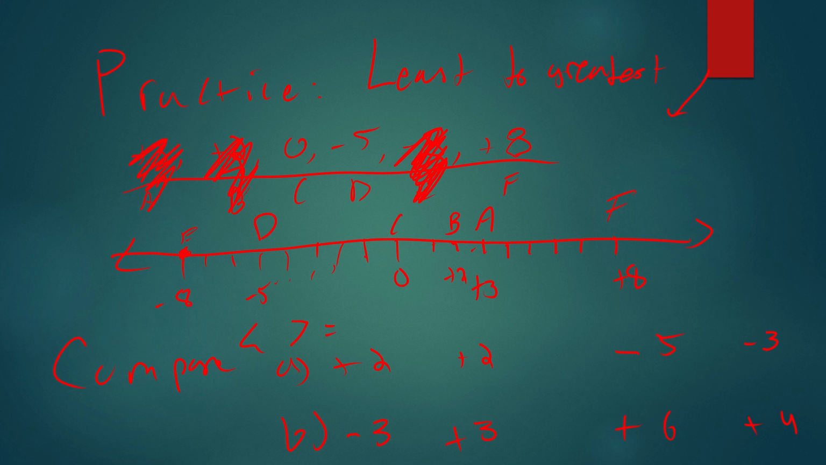So now if I was to say least to greatest, we're simply going to look at our number line and we're going to go, negative 8, negative 5, 0, plus 2, plus 3, and plus 8 is our least to greatest. Okay, makes sense? Hopefully it does. All right.